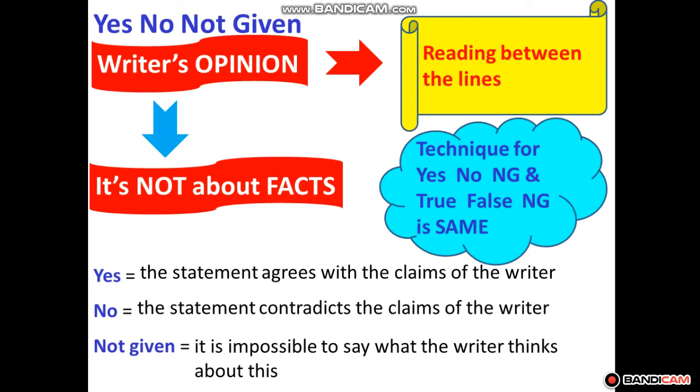Now the point here is the technique for yes, no, not given and true, false, not given is the same. Generally, it's the same. Alright? The only difference is that true, false, not given questions are about facts. On the other hand, yes, no, not given questions are about writer's opinion as given in the passage. I hope it's clear.